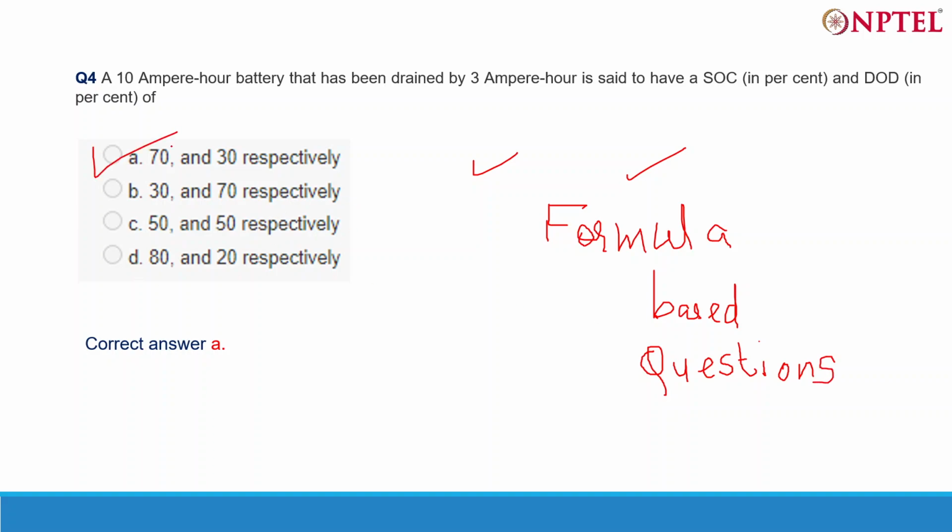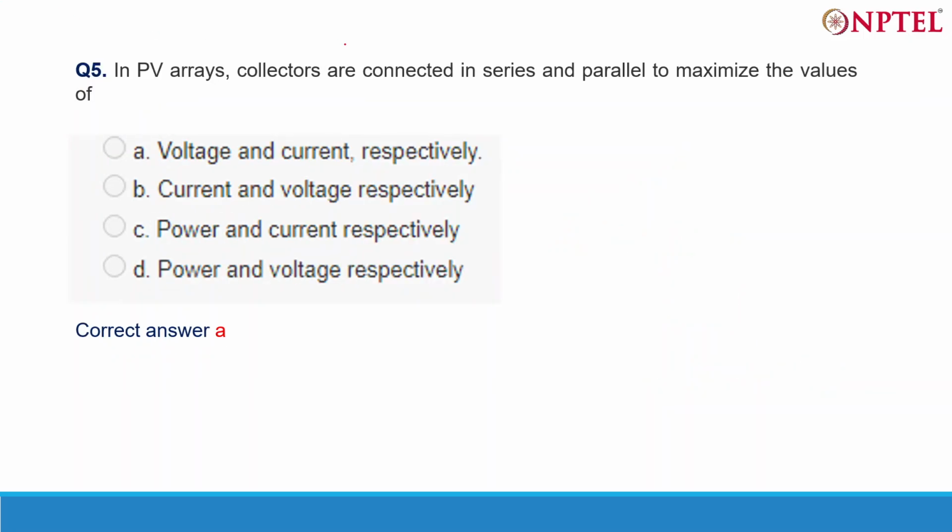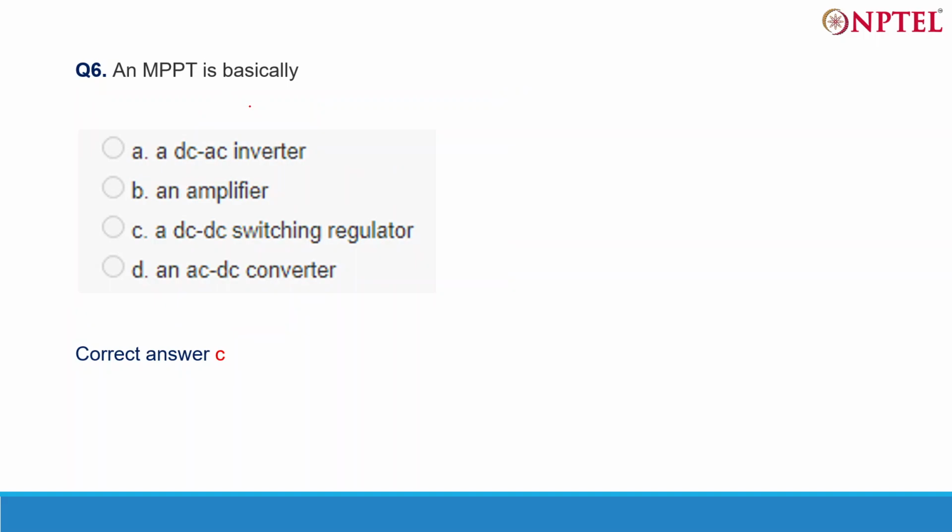So the correct answer will be answer A. In a PV array, modules are connected in series and parallel to maximize the values of voltage and current. Generally, in series, we maximize the voltage because the same current flows through it, and in parallel, we maximize the value of current. The correct answer here: an MPPT, maximum power point tracking system, is basically a DC-DC switching regulator. So the correct answer is C.